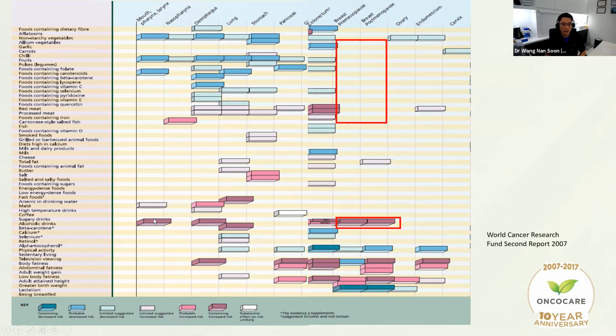We do know that alcohol does increase the risk of developing breast cancer, and also a sedentary lifestyle and postmenopausal weight gain can increase the risk of breast cancer. So what we can do from a day-to-day living point of view would be, of course, avoiding alcohol, doing exercise, being active, and avoiding excessive weight gain.